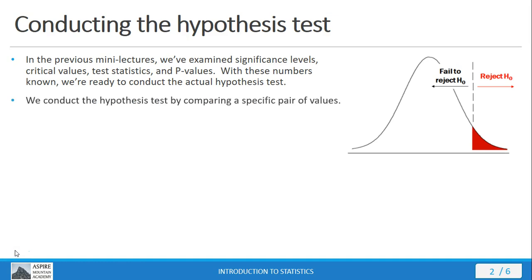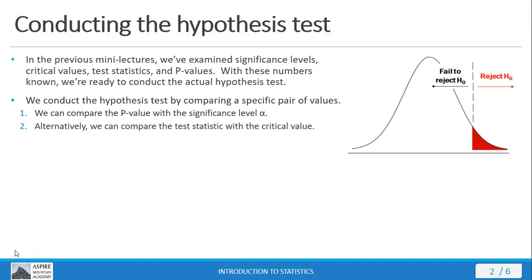So the way we're going to conduct the test is by comparing a pair of values. And we don't just take any two values. We have to compare like with like. We want to compare apples with apples, oranges with oranges. So here's what we do. We can compare the p-value with the significance level alpha, because these are both areas under the curve. So the p-value is an area, the significance level is an area, so we've got like with like, and we can compare those two. Alternatively, we can compare the test statistic with the critical value.